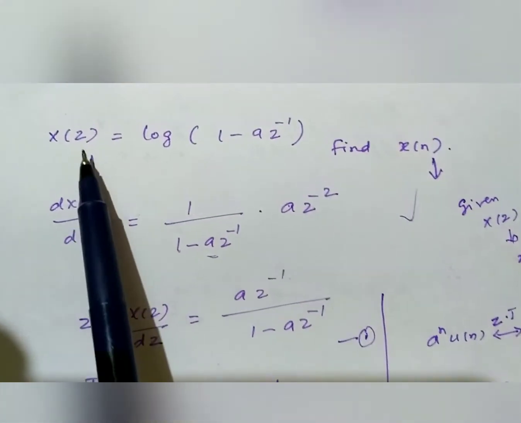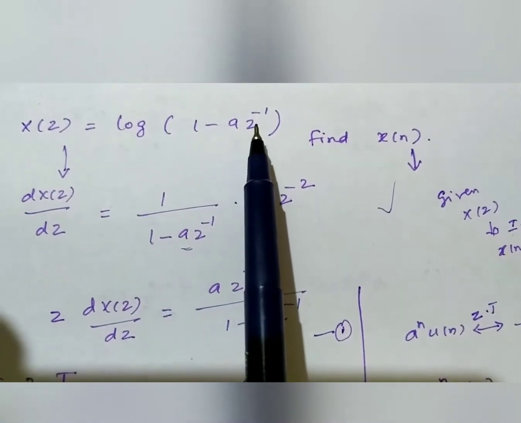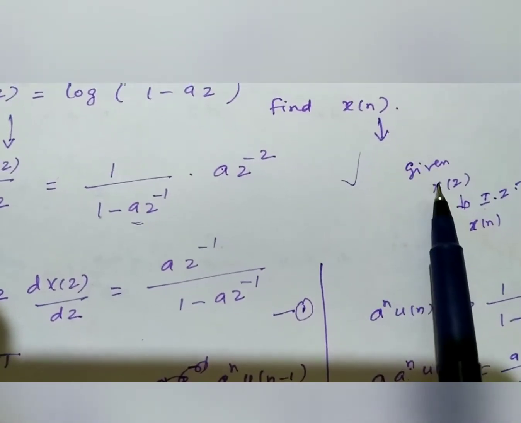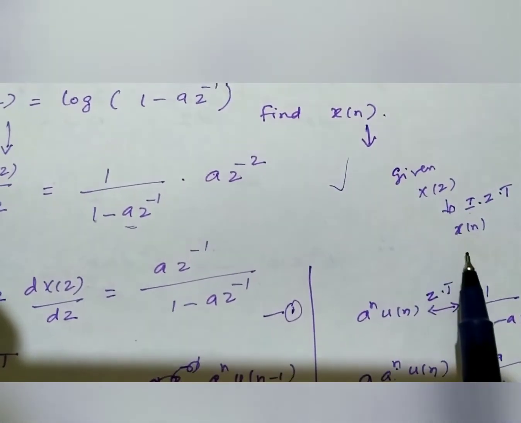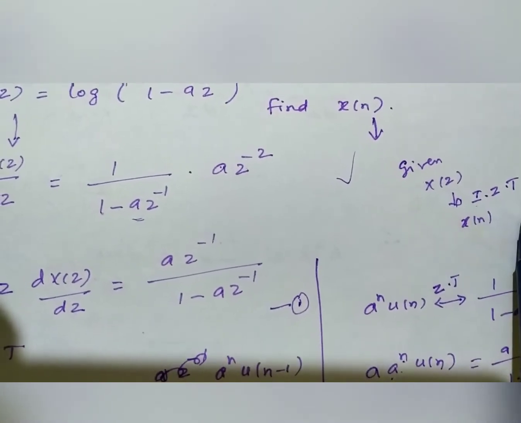So the given signal is X(z) = log(1 − a z^(-1)). Find the value of x(n). The given value is X(z), and we need to find x(n). So we must go for the inverse z transform.